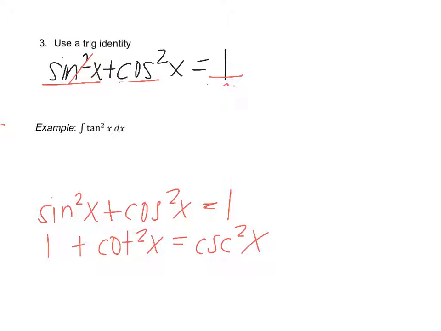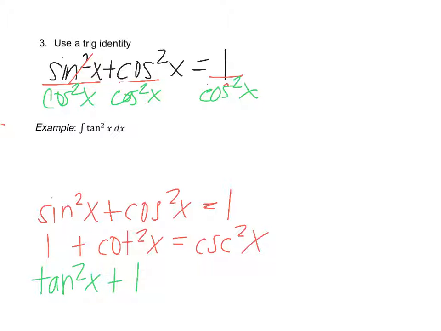If I divide by cosine squared x on all of them, then I'm going to have that tan squared x plus 1 equals secant squared x. So those are the 3 that you have to know, but as long as you know the first one, you can get the other ones.